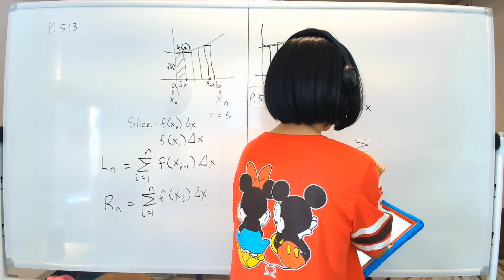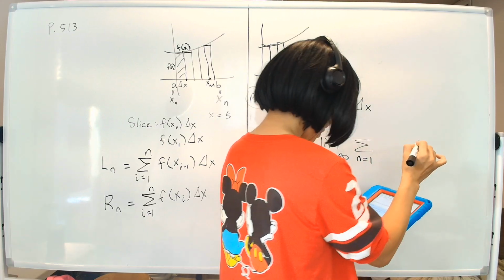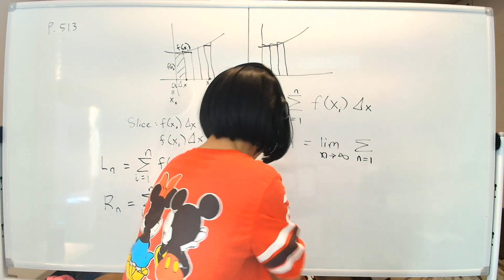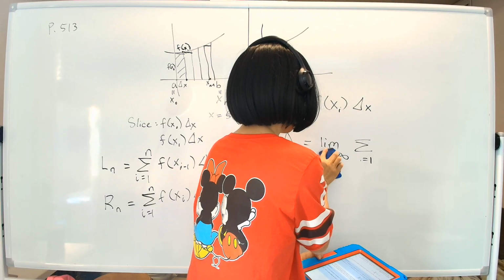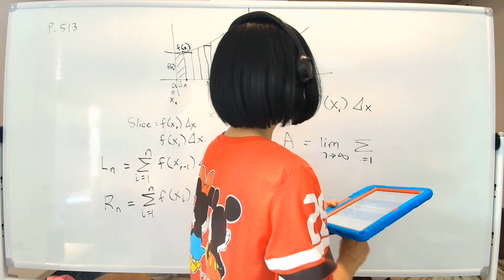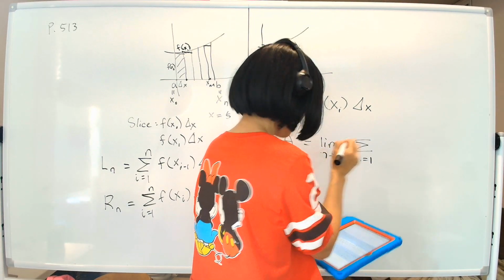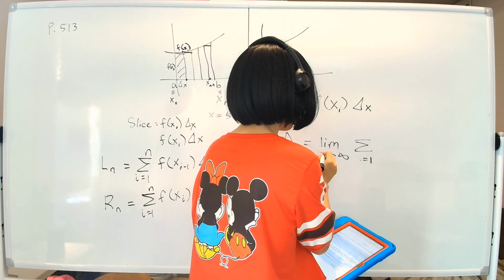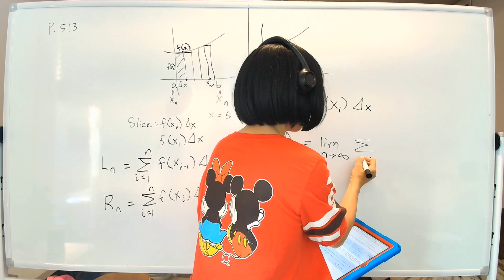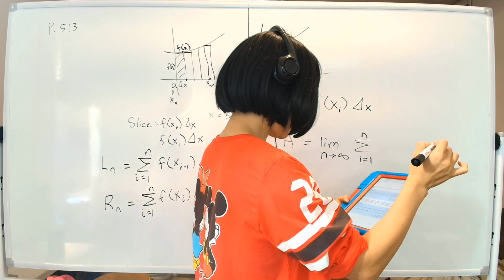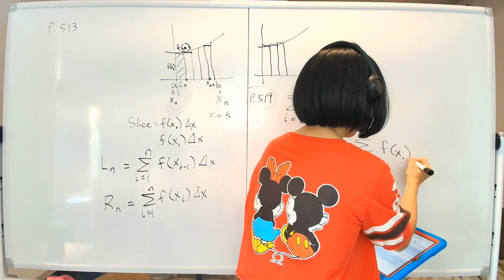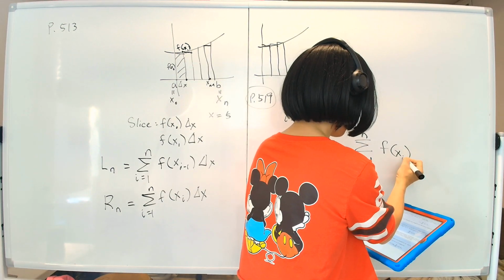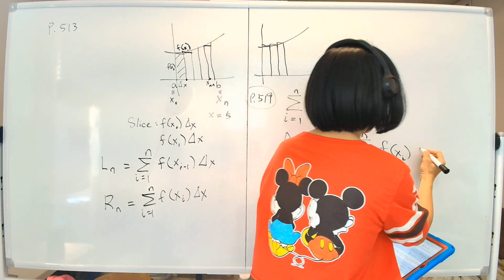Summation, n equals 1, what? I goes from 1 to infinity. What? This is an n. Yeah, n goes to infinity. I goes from 1 to n of this thing right here that we wrote: f of x_i, that's an i, x_i delta x.